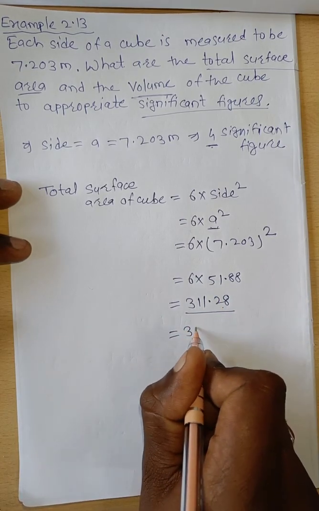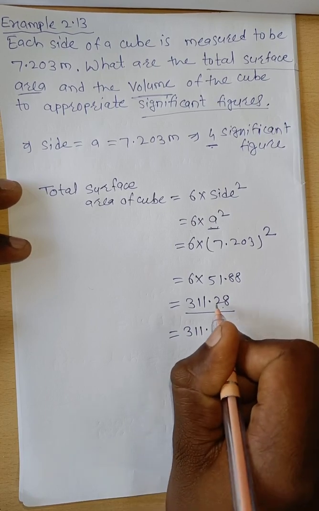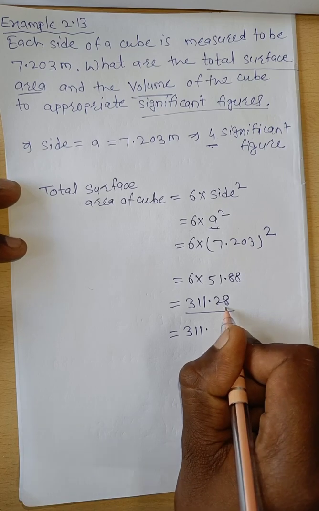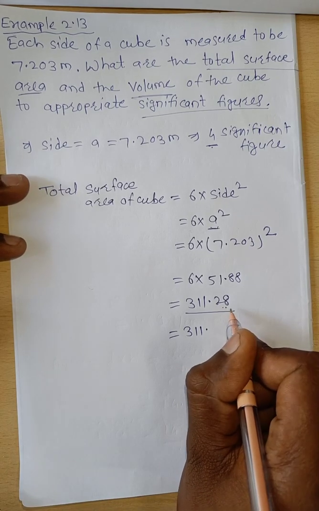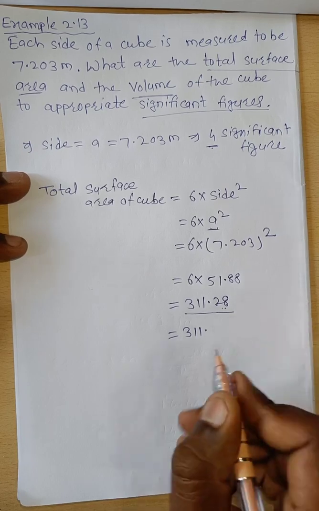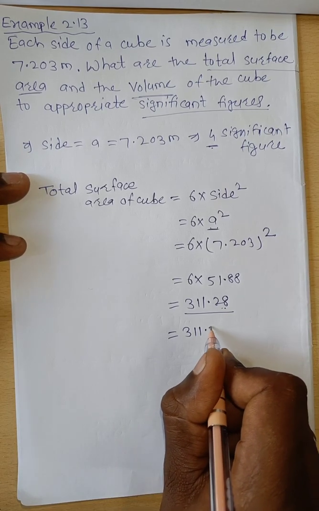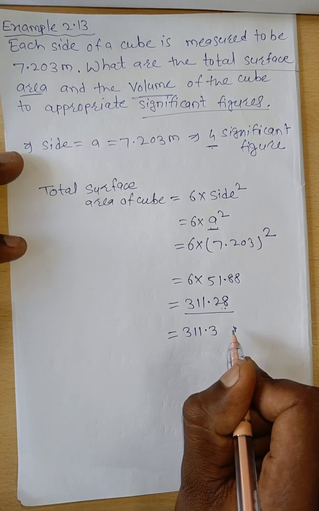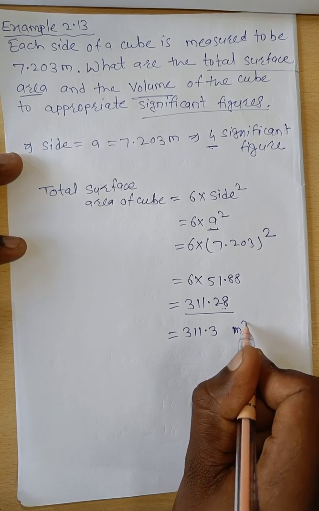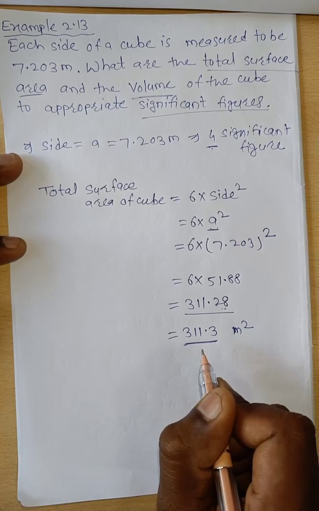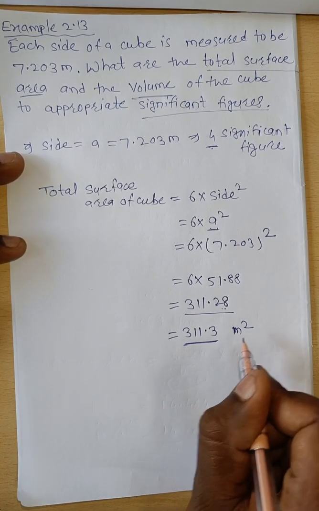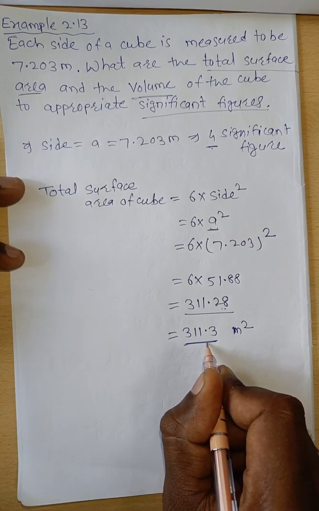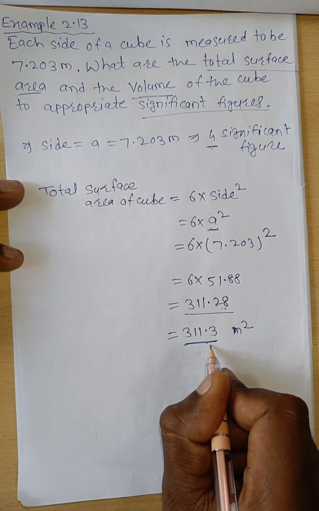We get 311 point, now here 28, we have to remove that 8. In that case, 8 is more than 5. Therefore, its previous digit will be increased by 1. Therefore, 311.3. This is in terms of meter square. Now this 311.3 meter square, 311.3 has 4 significant figures. Okay, therefore this is your correct answer.